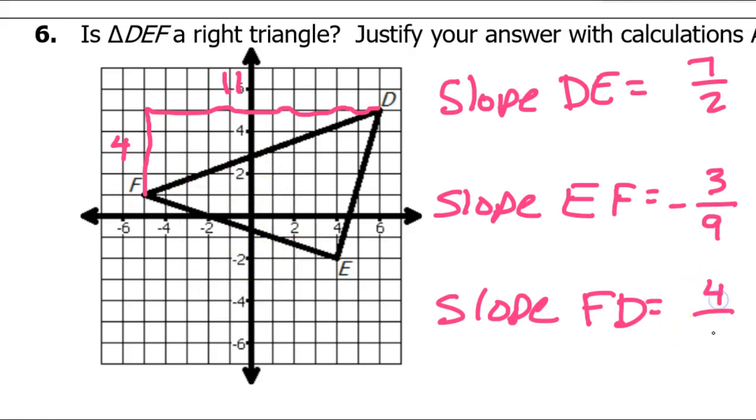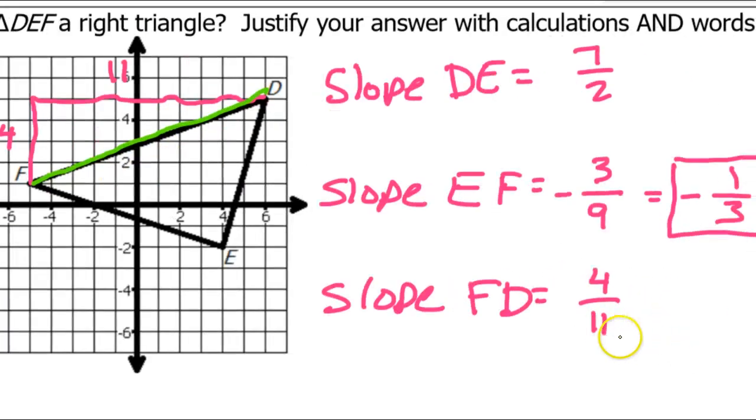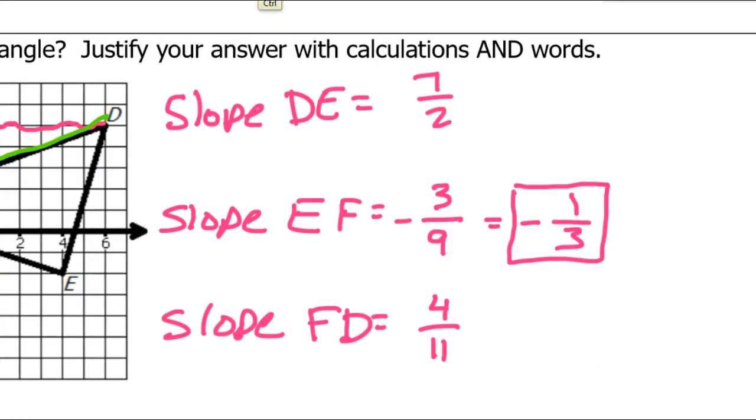So 4 over 11. Now, is this positive or negative? Can you see that from left to right this is rising, so that makes it positive. So let's make sure it's positive. So that's it. These are the 3 slopes that we have to work with.